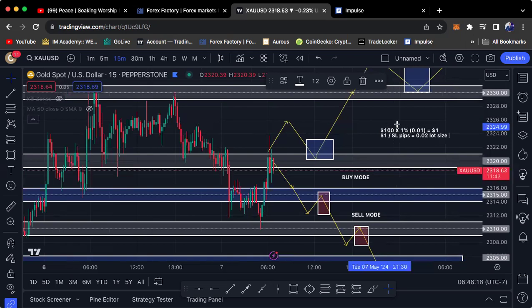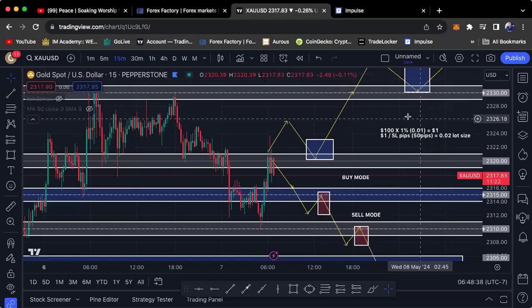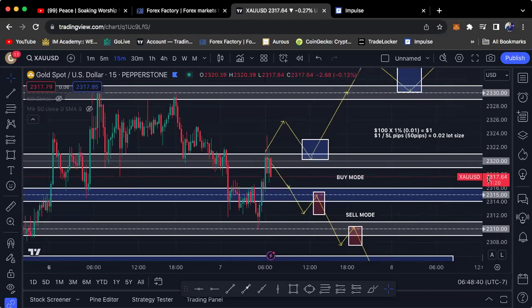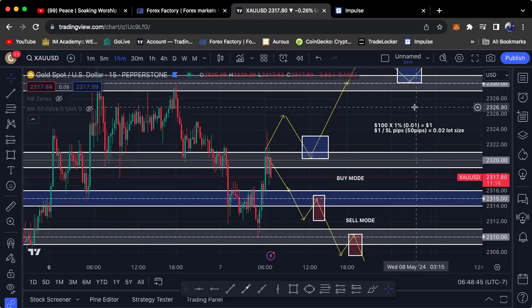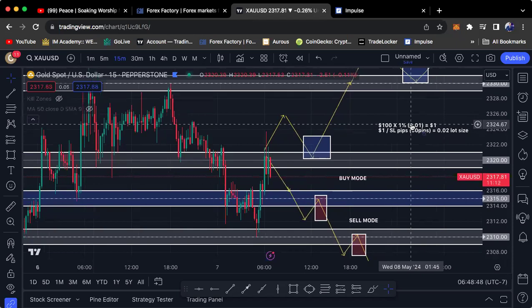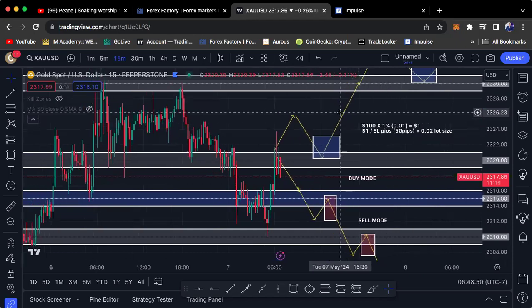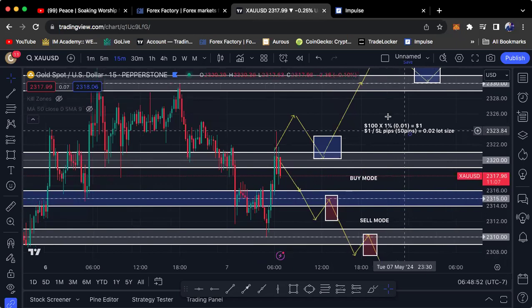You just change the account balance. Here I divided by 50 pips because 50 pips is just the stop loss that I use. The reason why I choose 50 pips is because I want enough breathing room, especially for gold, because gold is volatile and it also wicks. So I use 50 pips.